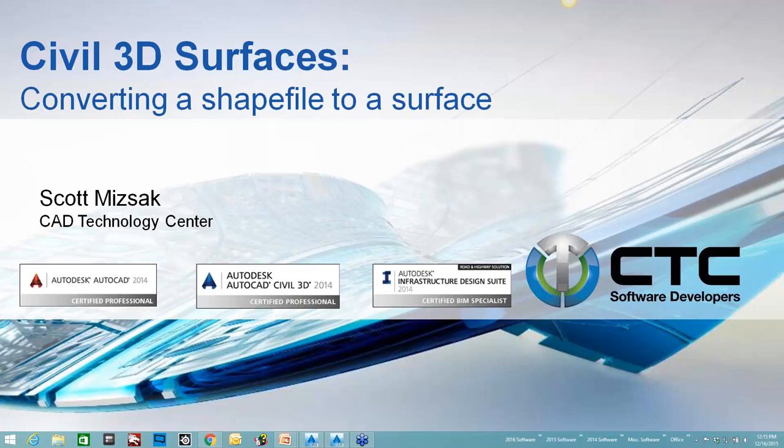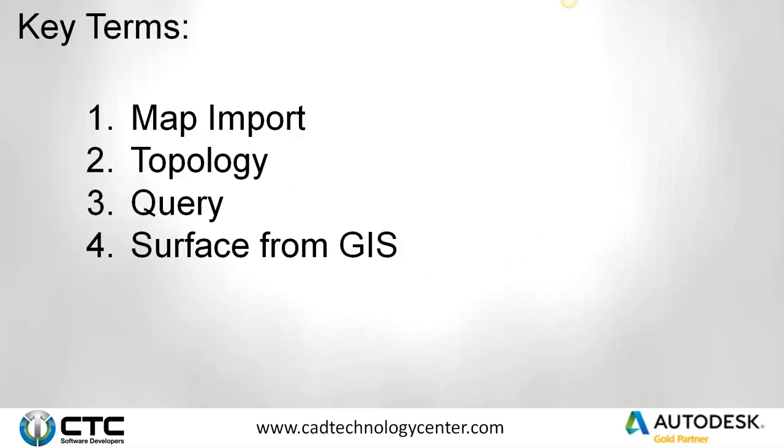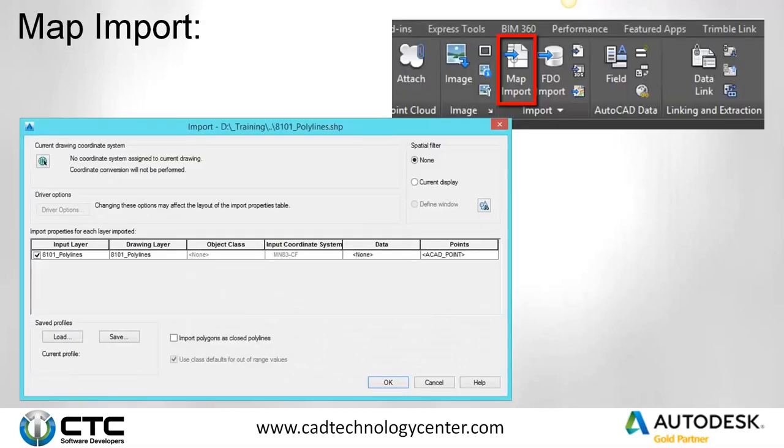Today's topic: converting a shapefile to a Civil 3D surface. Today we're going to learn the steps to take a contour shapefile and convert it into a Civil 3D surface. Some of the key terms you're going to hear: map import, topology, query, and then obviously a surface from GIS. So let's start with the first step, and that's doing a map import.